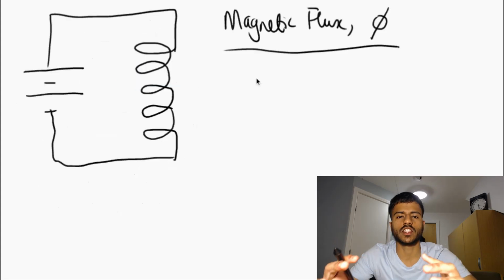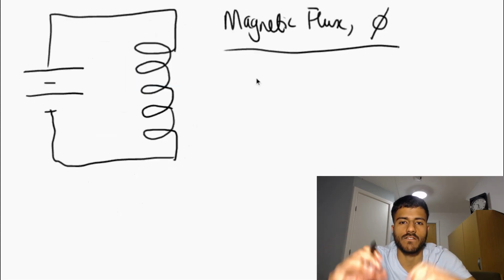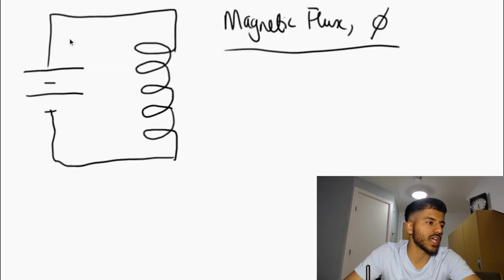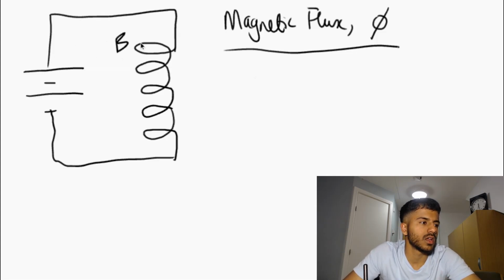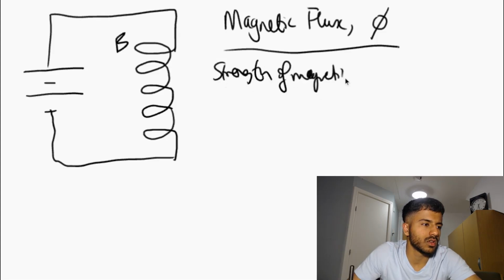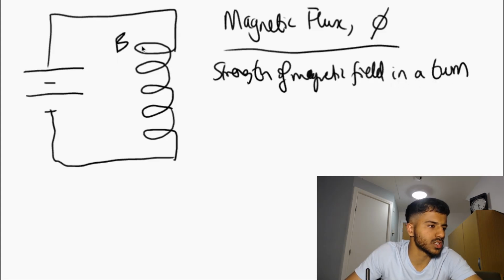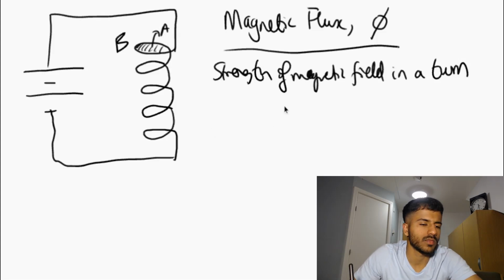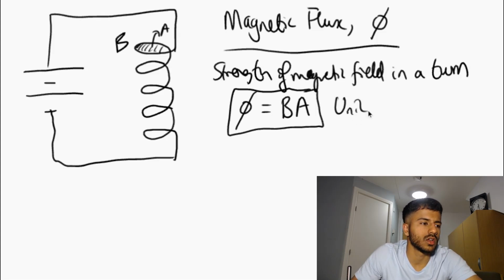So let's look at the definition of something called the magnetic flux. Now we know that this coil will induce a magnetic B field, and the magnetic flux is the strength of the magnetic field within a turn. So in this one turn here, this one turn has an area A, let's say. The magnetic flux in that area is given by B times A, and it has a unit of something called Webers, which is denoted by this Wb.